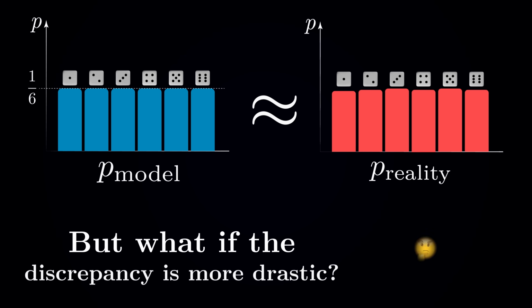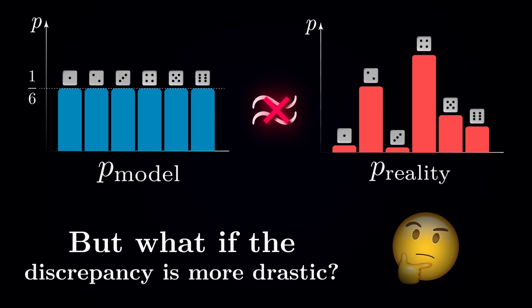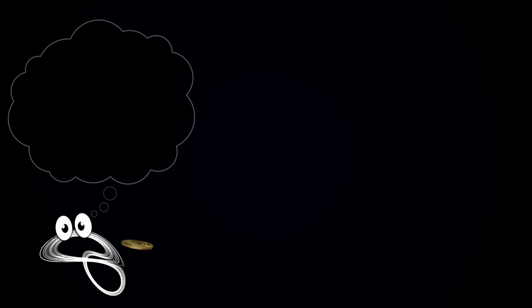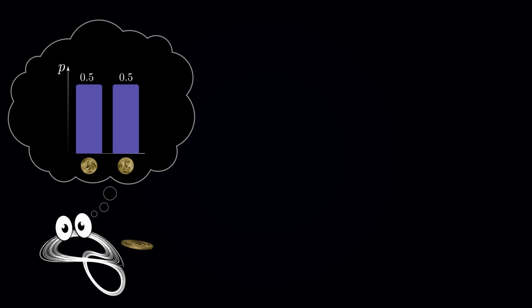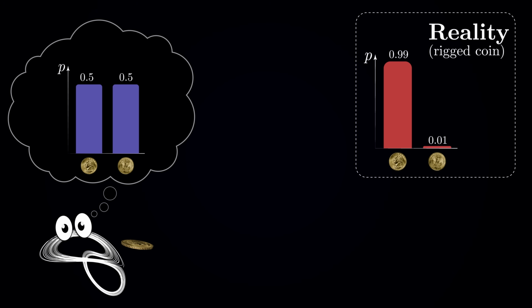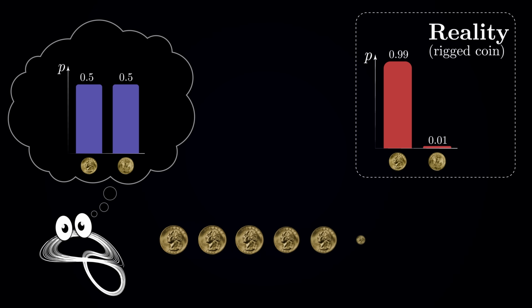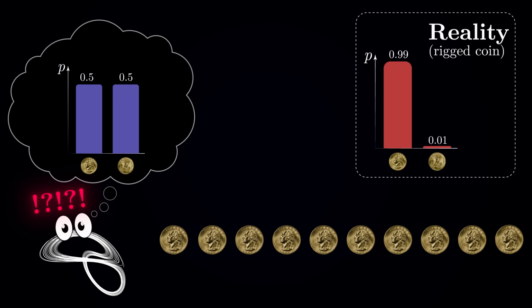But what if the deviation between our internal model and the actual distribution is more drastic? Let's consider an example. Suppose someone gives you a coin to flip. Based on your prior experience with coins, you believe the probabilities for heads and tails to be around 50% each. What you don't know, though, is that this particular coin is rigged, with its center of mass shifted so that it lands on heads around 99% of the time. You go ahead and flip it 10 times, getting 10 heads in a row.